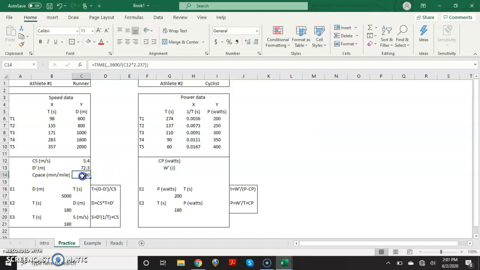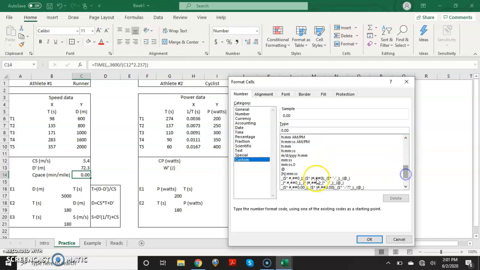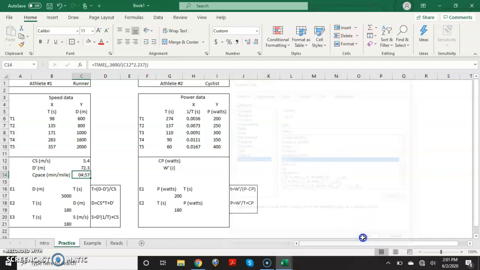Okay, so once you type that in, you'll notice that it's 00 because the format is number. And since pace is a form of time, we need to customize that format. Hopefully I'm not going too fast for y'all. See, minutes to seconds. And there you go. So now we have our critical pace, hypothetically speaking, which is going to be a 4-minute, 57-second mile pace.